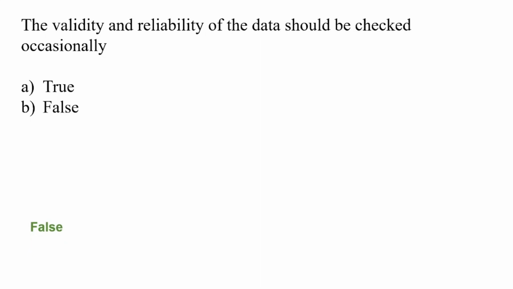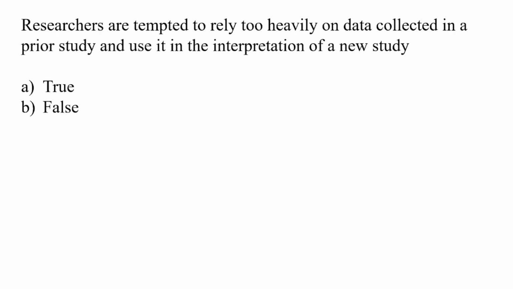Yes, so validity and reliability of the data should be checked always, because you're building up your next experiment on your previous experiment. And if you have not checked the validity and reliability of your previous experiment, what is the point of the next experiment? So the validity and reliability should always be checked. Occasionally is not the correct way to go about it. It should always be checked. So that's why this option will be false.